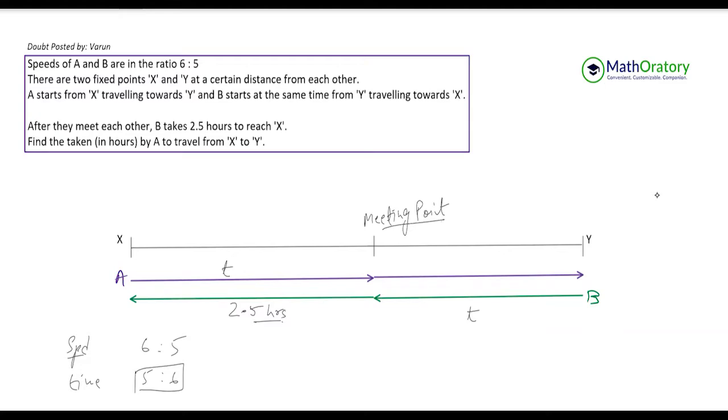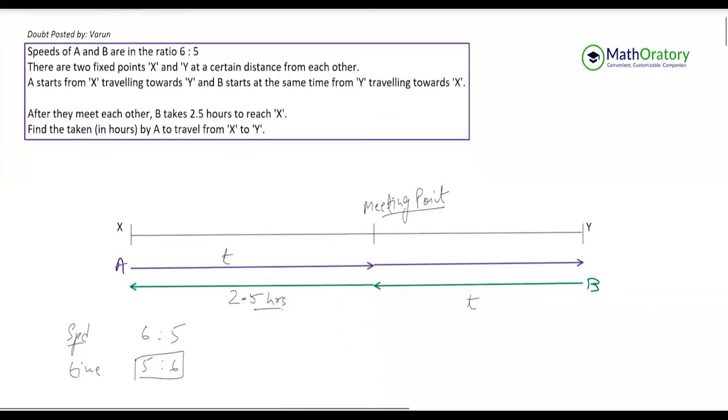The only complaint that I have about this question is that it's a bad calculation, because the data is not at all good. So it's not CAT-like, but any which way it can be solved. So this time t we can figure out.